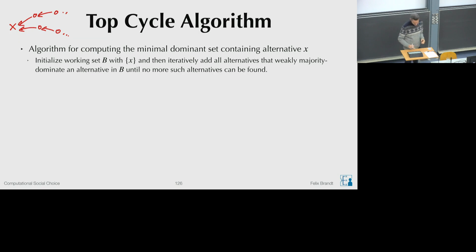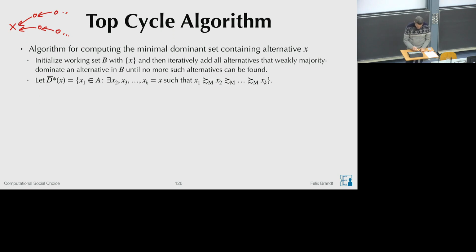not only for computing the set of dominant sets, but we can also find the minimal dominant set that way by just starting with any different alternative X and then just comparing all of the dominant sets we have in the end. But before we get there, let's just make this a bit more formal.